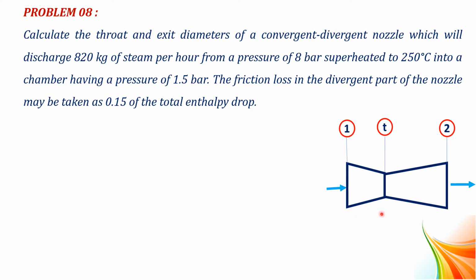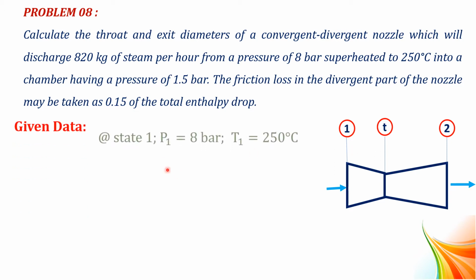So we know in the convergent part of the nozzle area decreases and in the divergent part the area increases uniformly. Here the area is minimum, that section is known as throat section. Now we are going to write the given data.